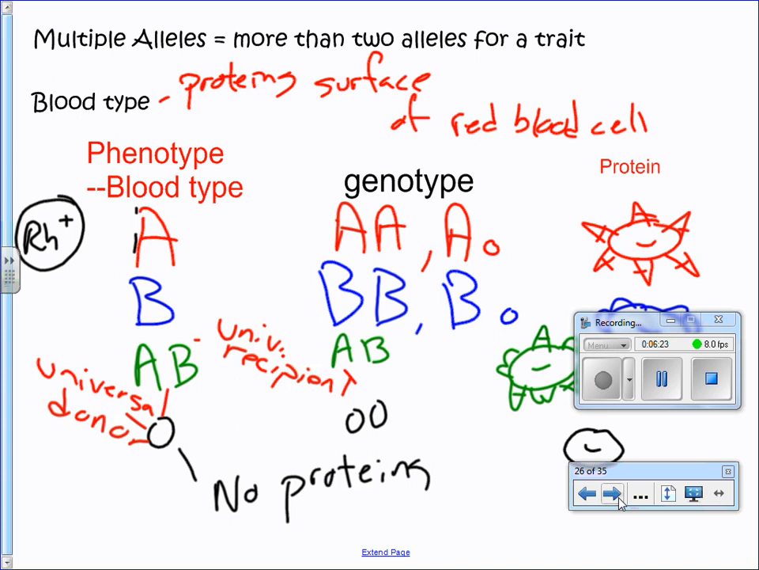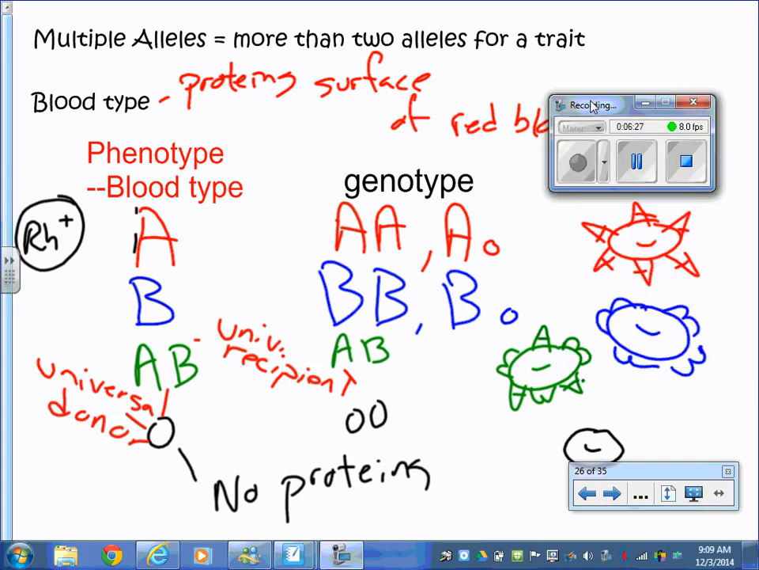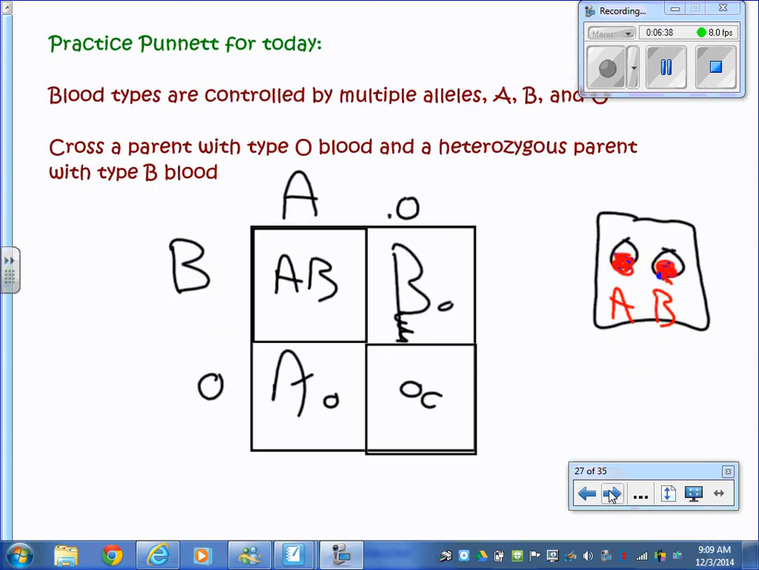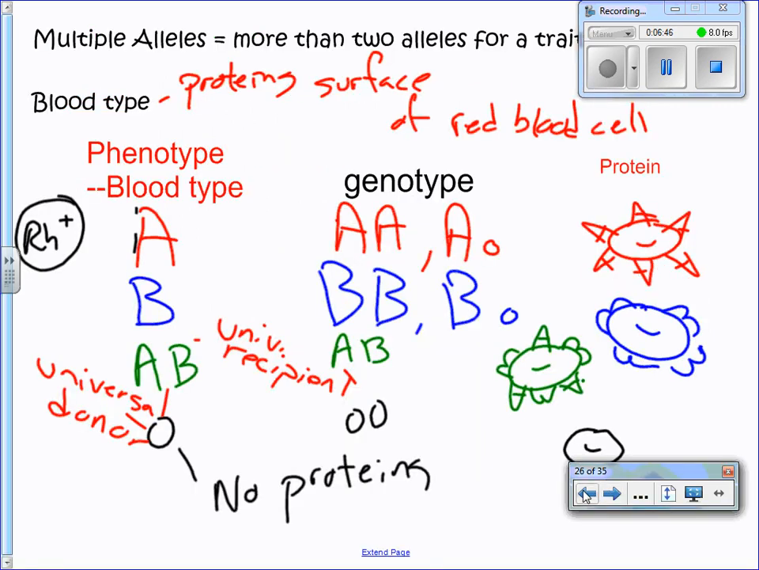Okay, so let's see here. I think this is what I just told you on the other. So the phenotype is this. The genotype is that. And there's my beautiful protein pictures. Okay, so let's do some Punnett squares.